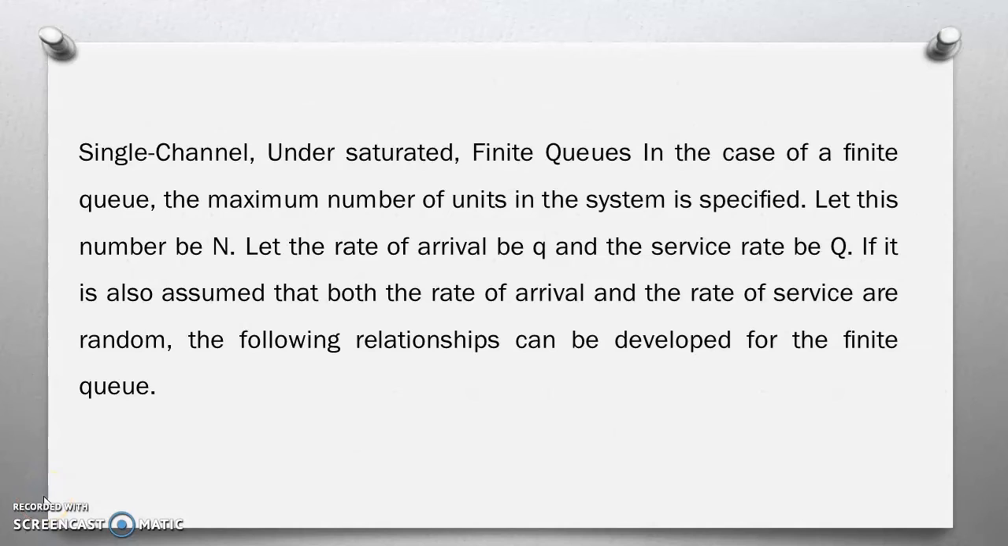Single channel undersaturated finite queues. In the case of a finite queue, the maximum number of units in the system is specified. Let this number be capital N. Let the rate of arrival be small q and the service rate be capital Q. If it is also assumed that both the arrival and the rate of service are random, the following relationship can be developed for the finite queue.